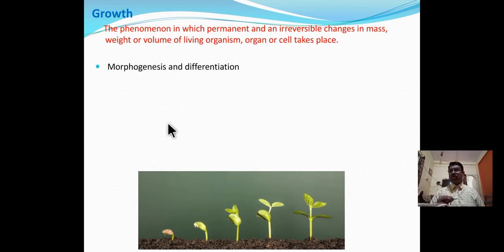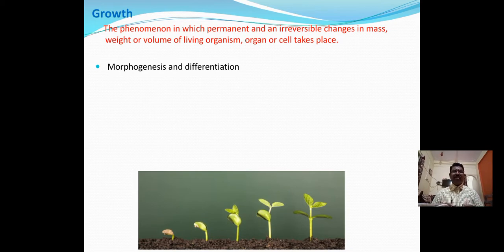During the growth, the morphogenesis and differentiation takes place. Growth is associated with morphogenesis and differentiation. Morphogenesis means a formation of morphological forms. During the growth, a stem gives leaves, stem gives flowers, stem gives a root. Morphological forms get formed.